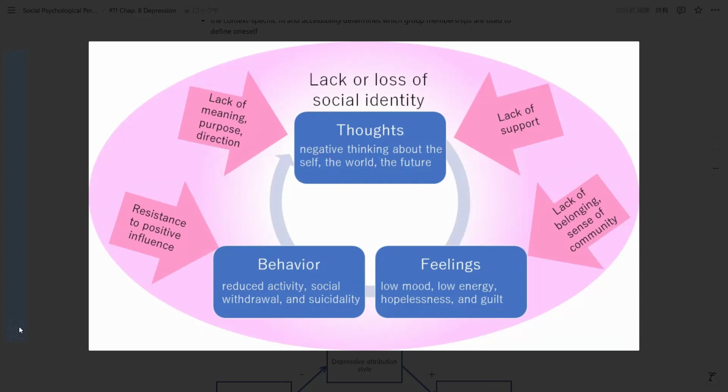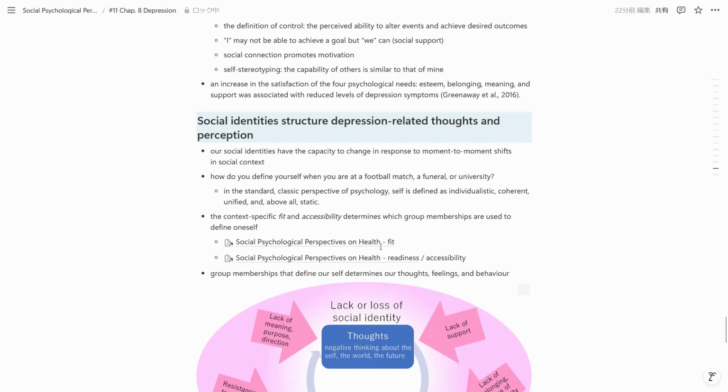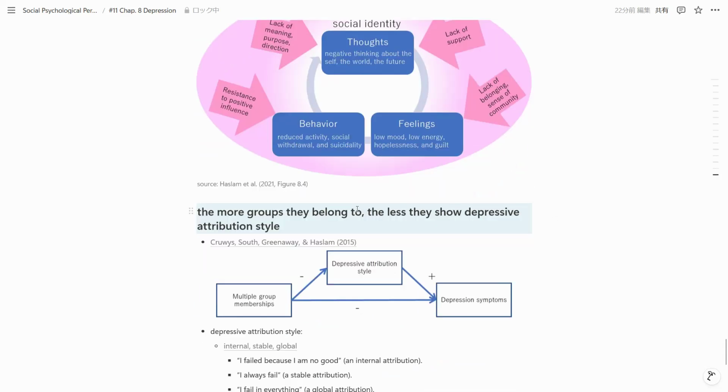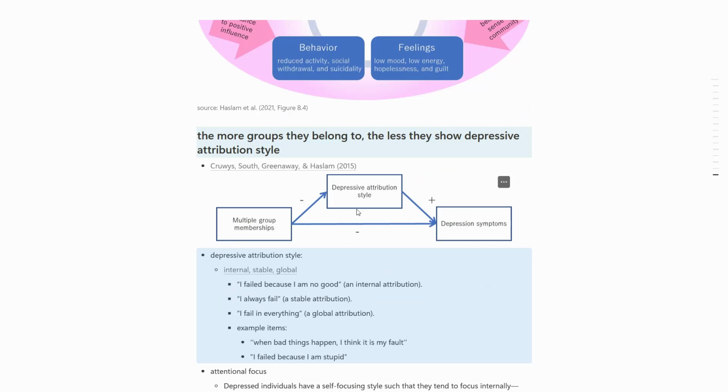So as social identities determine and structure depression-related thoughts and perception, it is really important for us. It has strong impact on our depressive symptoms. To support this kind of idea, there is a study which looked at how belonging to multiple groups influences our cognitions. The more groups they belong to, the less they show depressive attribution style. Attribution style is how you understand a cause of behavior or outcome. Okay. And the characteristics of depressive attribution style are internal, stable, and global attributions.